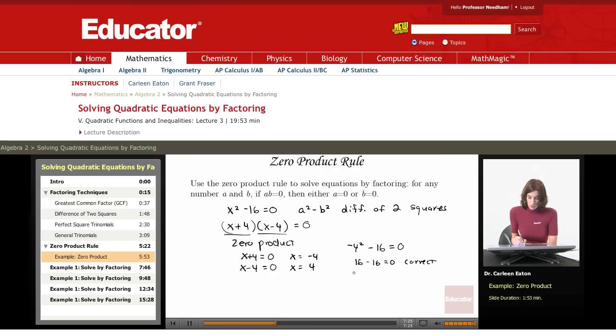I could do the same thing for 4. So x equals negative 4, I could say x equals 4. And that's going to give me 4 squared minus 16 equals 0. 16 minus 16 does equal 0. So there are two solutions here, and I was able to find those using factoring and the zero product rule.